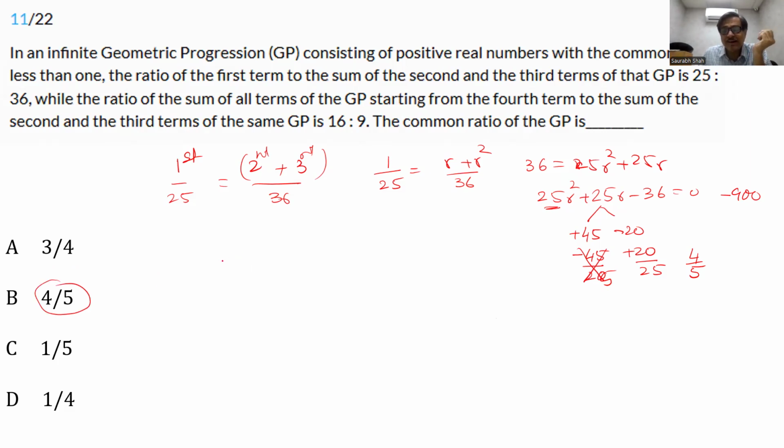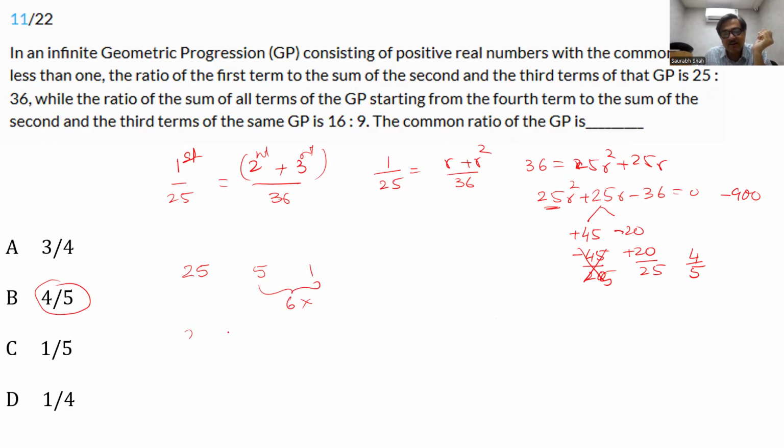We could have even gone by trial and error. The ratio of the first term to the summation of the second and third is 25 by 36. Simply take your first term as 25. Now, if I try 1 by 5, my second term becomes 5 and the third term becomes 1. And this total is just 6, not 36.